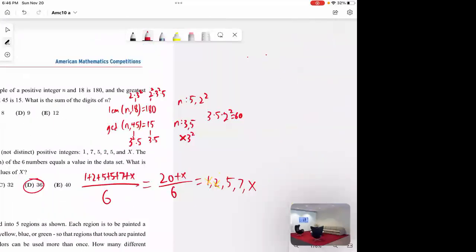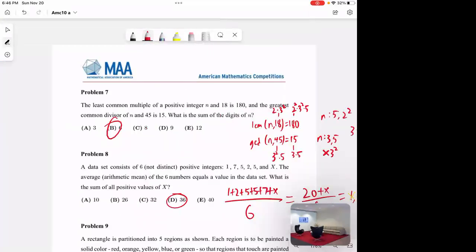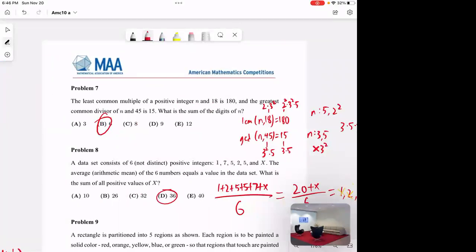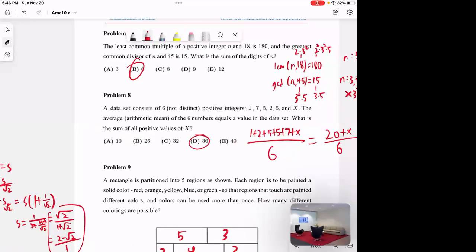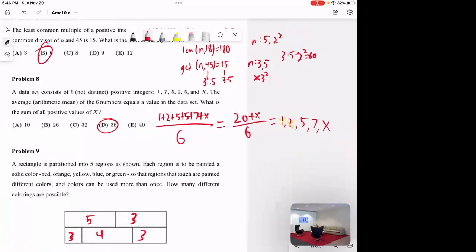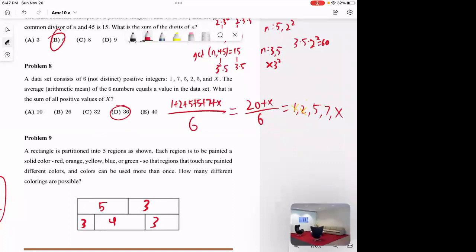And you can validate this just by going through and checking it, right? Like 60 and 18, the least common multiple is going to be, let's see, 180, because 60 is not divisible by 18, 120 is not divisible by 18, only 180 is. And then we can check the GCD, because n is 60 and 45. The biggest common divisor is going to be 15. So yeah, this works. A data set of 6 not necessarily distinct positive integers: 1, 7, 5, 2, 5, and x.